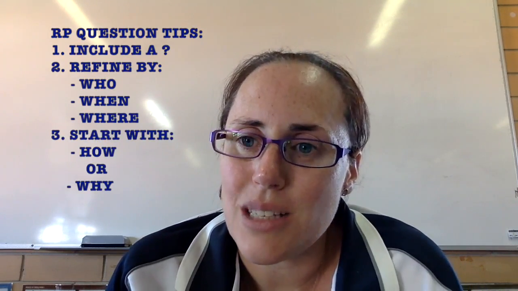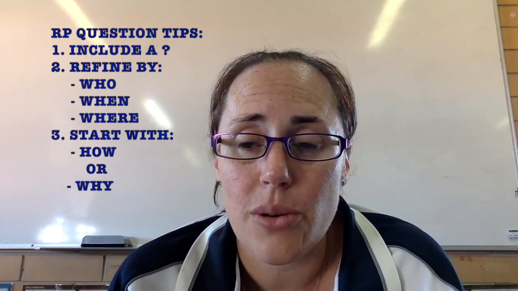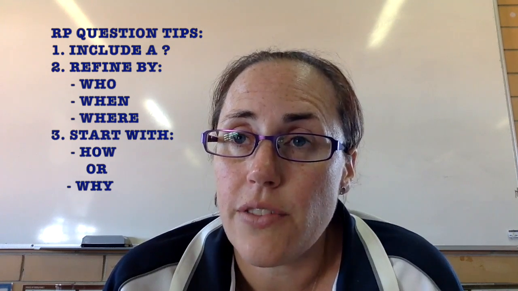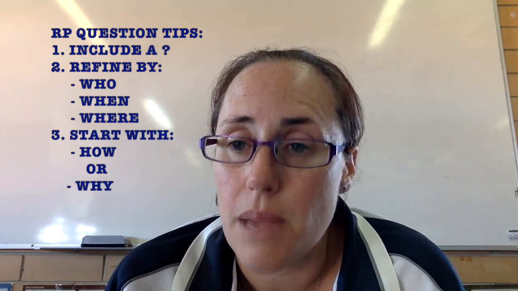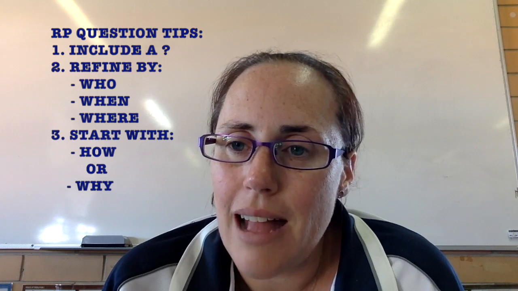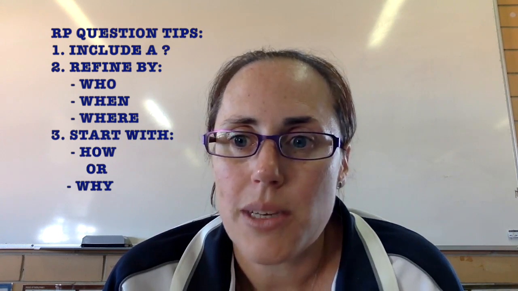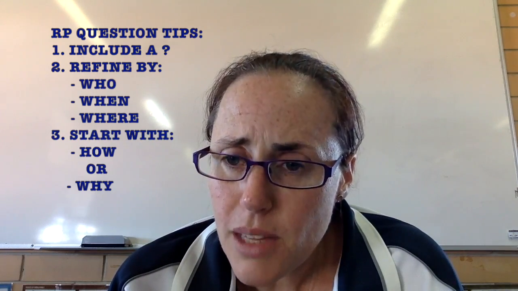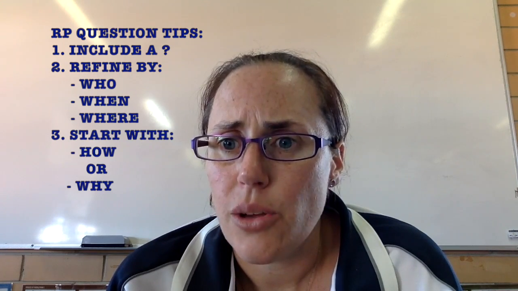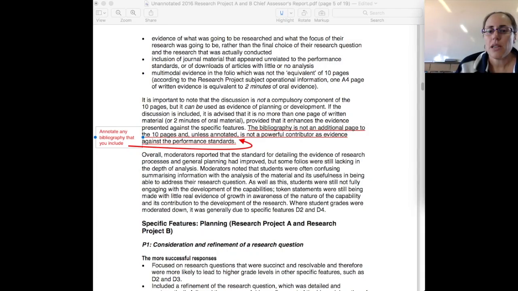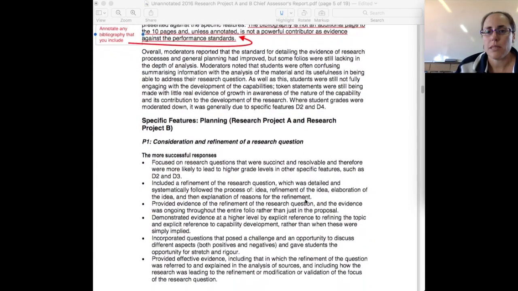Remember my key tips. First of all, you need to make sure that it has a question mark at the end of it, otherwise it's not actually a question and you can't get above a D grade for that. Second of all, make sure that you define it to start off with by the place, the time, the people, and also the topic. And thirdly, make sure it starts with either a how or a why, because this invites argument, which is something that some kids fail to be able to do. So those three tips, remember, question mark, how or why, and who, when and where, will make sure that your question is highly refined.